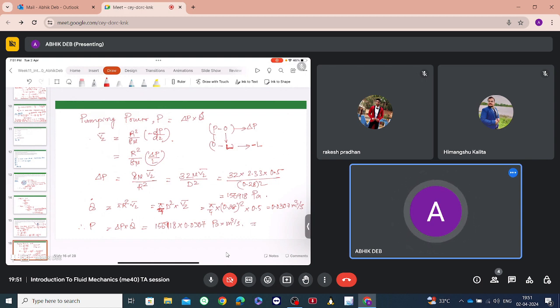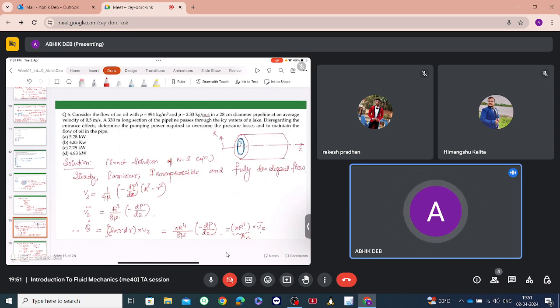So this is actually 4831.13 watt, or this is nearly equal to 4.83 kilowatt. That is option number D. Okay, so I hope this is clear to you. If there is any doubt in this, you can ask.